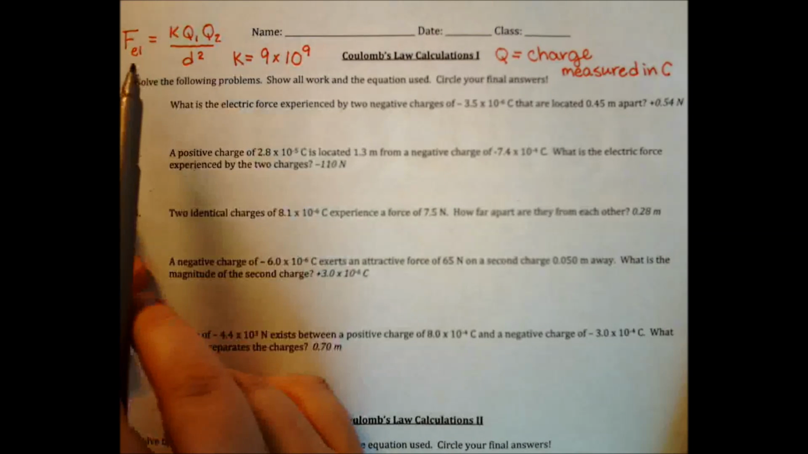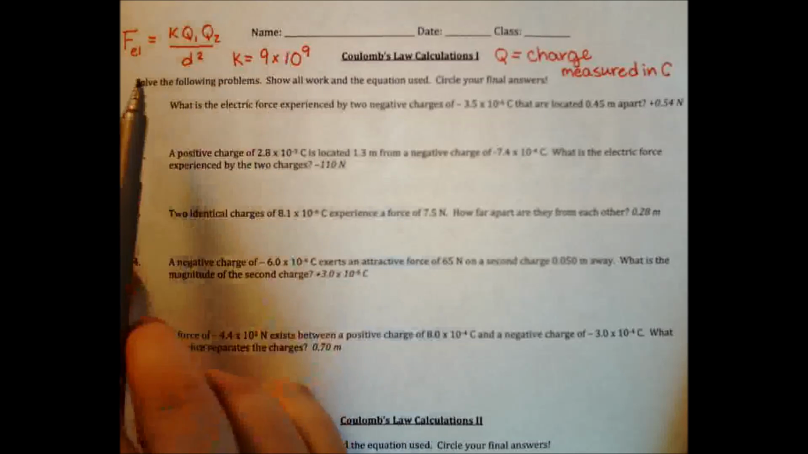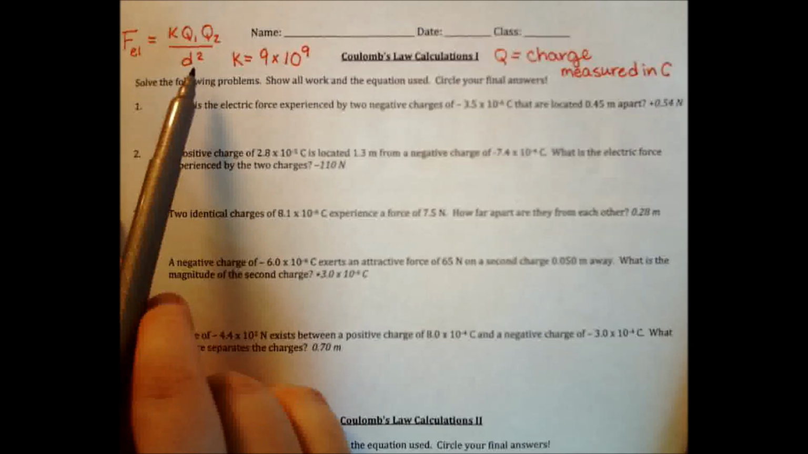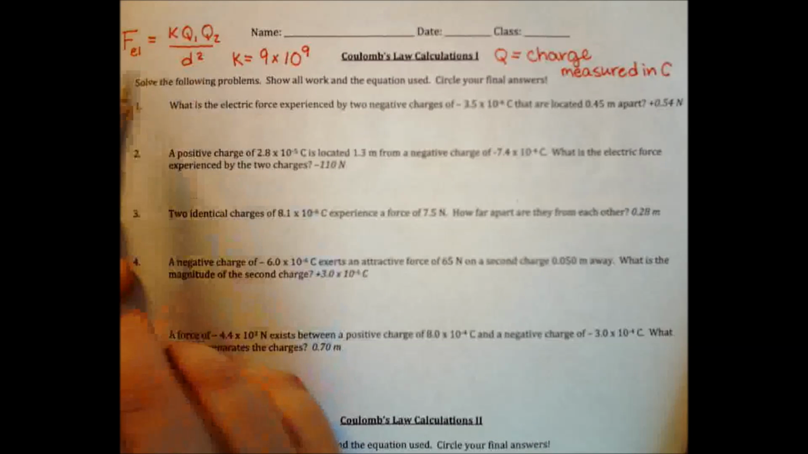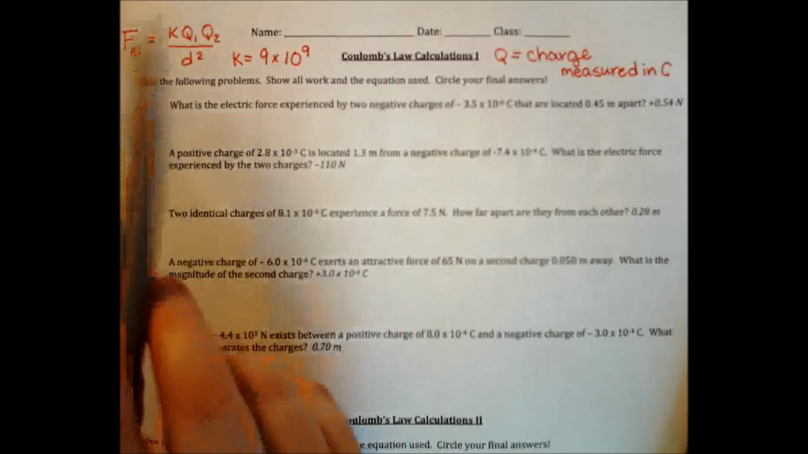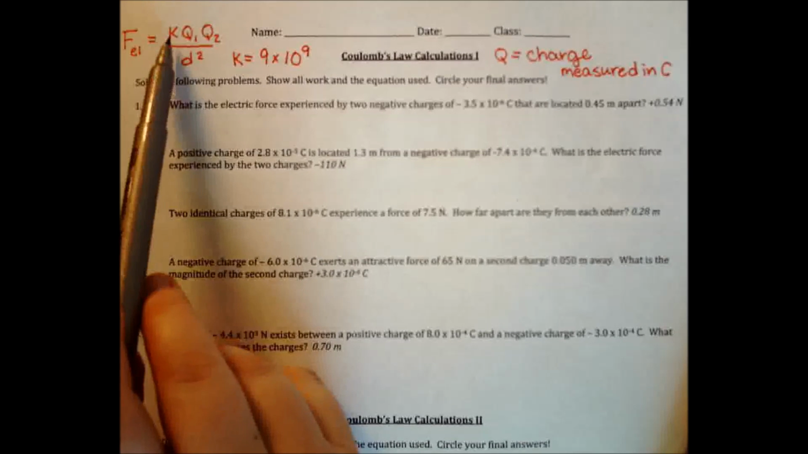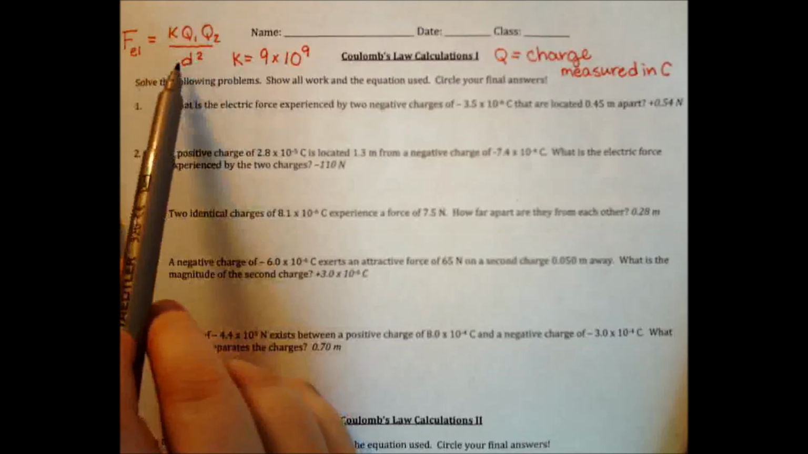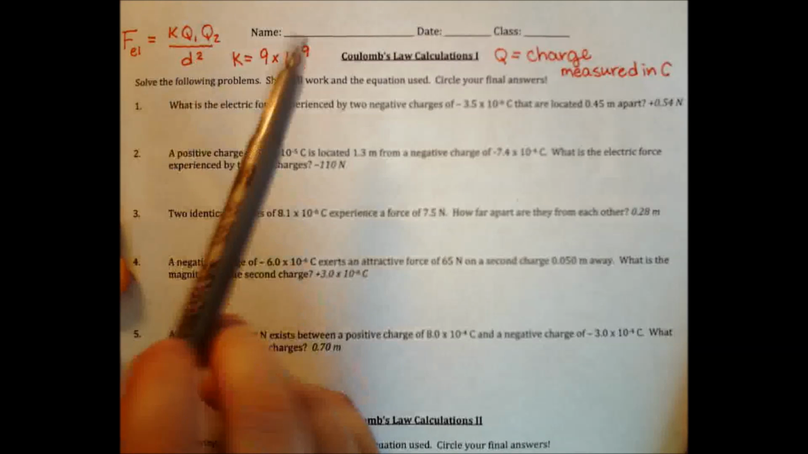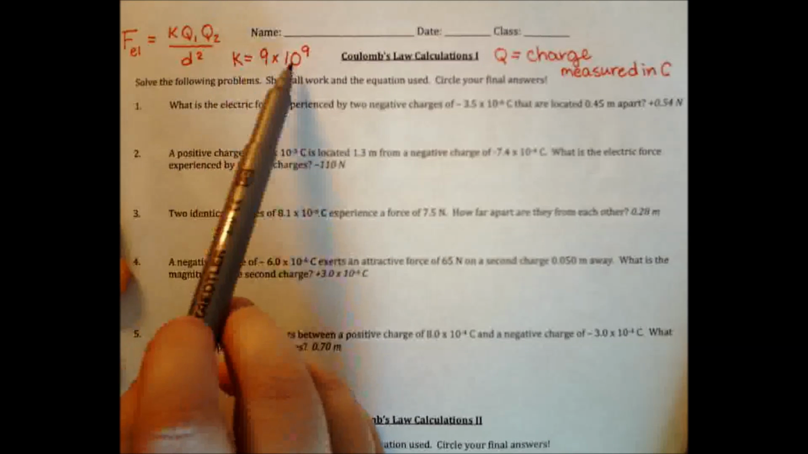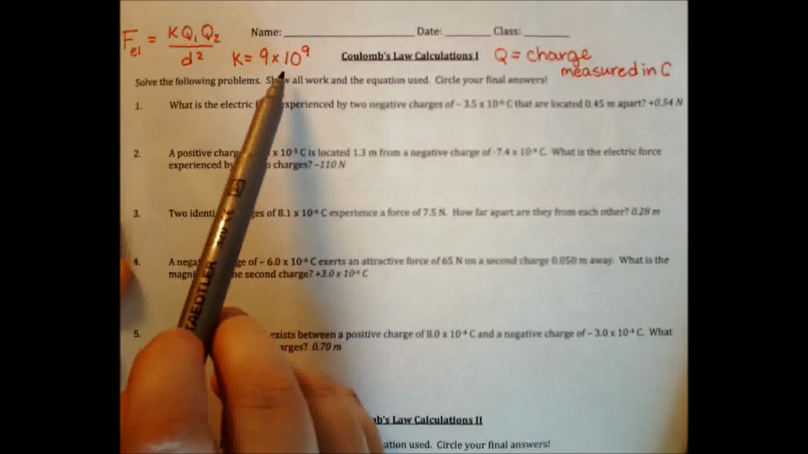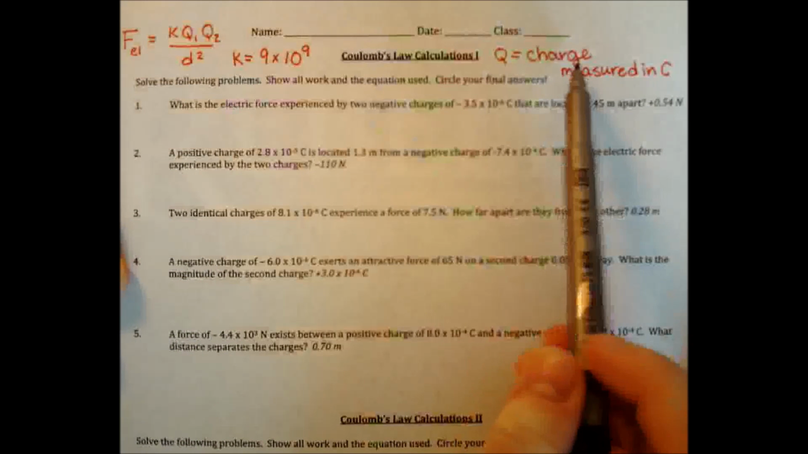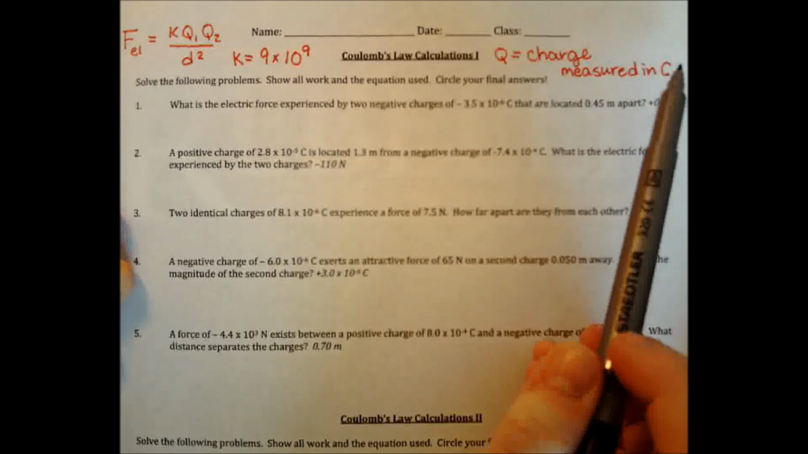I went ahead and wrote some stuff on here that we will need to be able to work these problems. These are Coulomb's law calculations, so it's kind of obvious that we're going to need to use Coulomb's law, which is this equation. It says that the electrical force between two charges is equal to the constant K times the size of one charge times the size of the second charge divided by the distance between the two squared. The constant K is the number 9 times 10 to the ninth. You do not need to memorize that, you just have to remember to use it. And remember that weird letter Q stands for charge, and it's measured in coulombs.